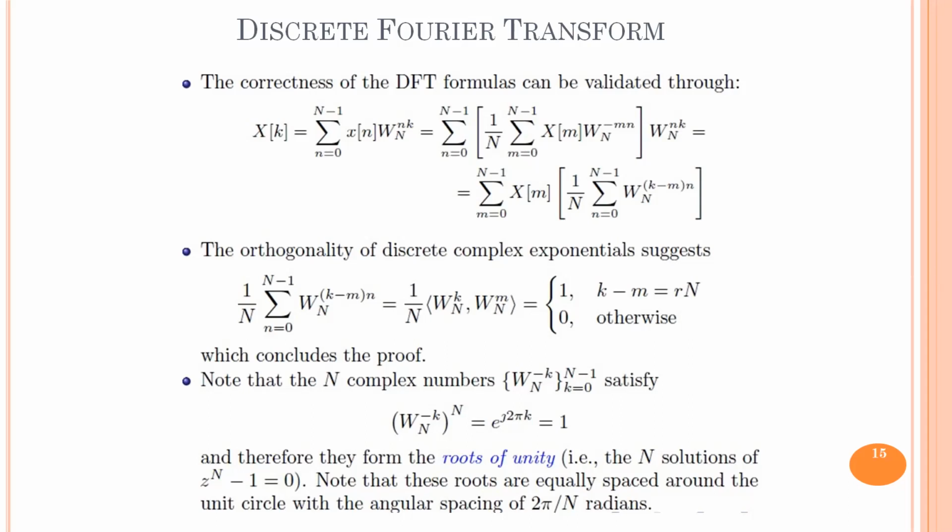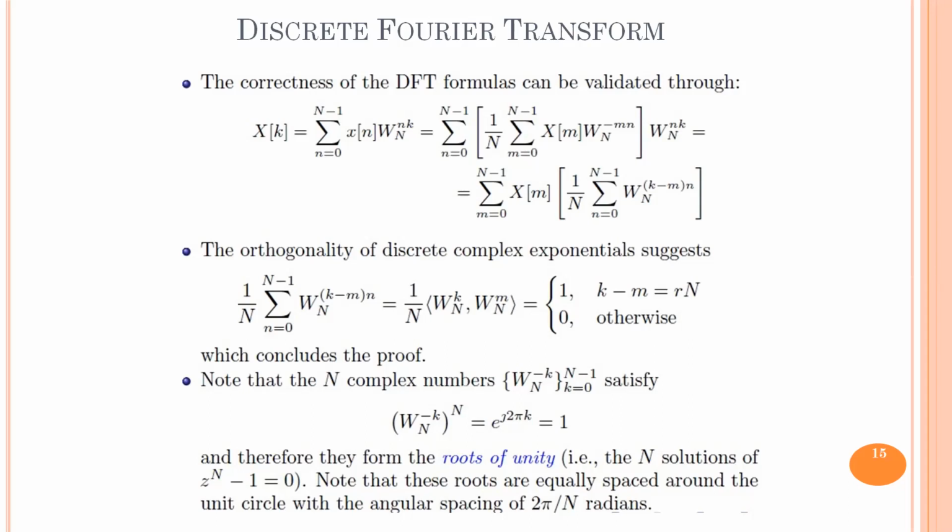So already we used k. So here we are using X of m, omega N to the power minus mn. If you write it, you will get the equation, and the orthogonality of discrete complex exponentials suggests 1 over N sigma n equivalent to 0 to capital N minus 1 omega N to the power (k minus m) n, suffix capital N.